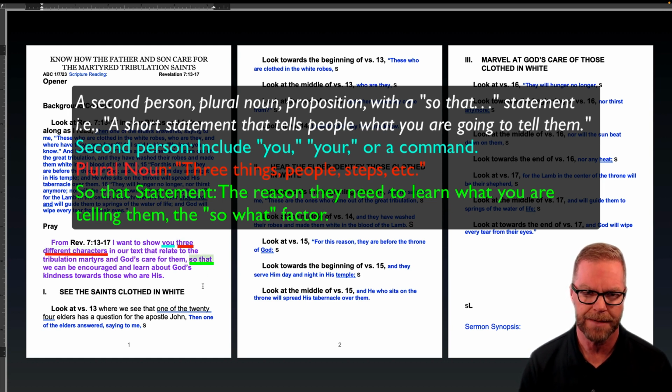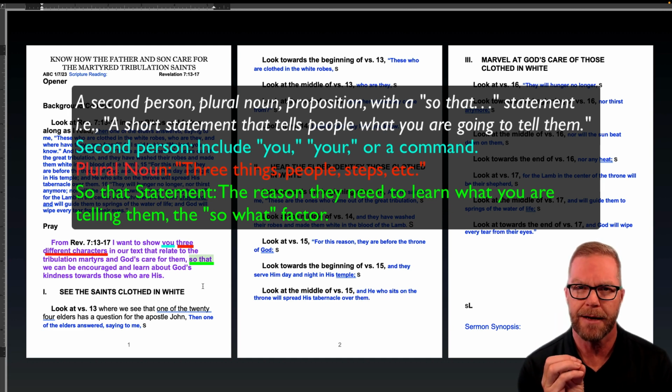This is a purpose statement. I like to include this in my propositions because I want to think about the text in light of the so what factor. So what difference does it make to the junior hire, to the college student, to the young married couple, to the family with kids, to the empty nesters, to the grandparents, to the guy at work, to the housewife?